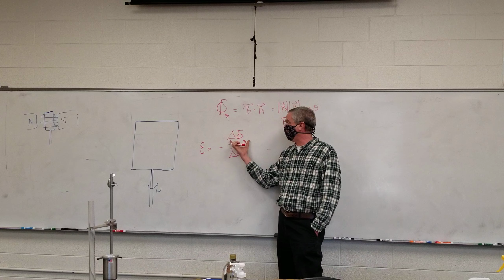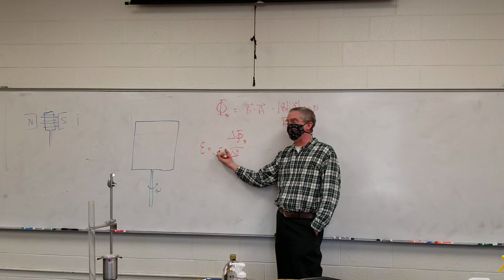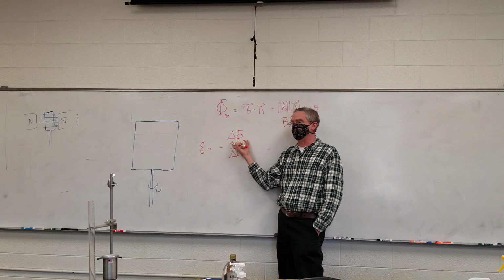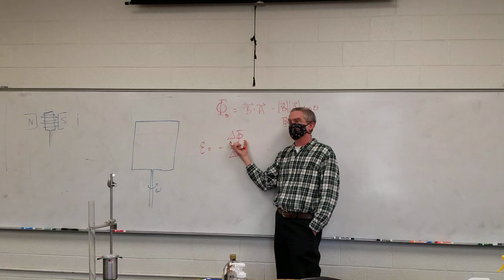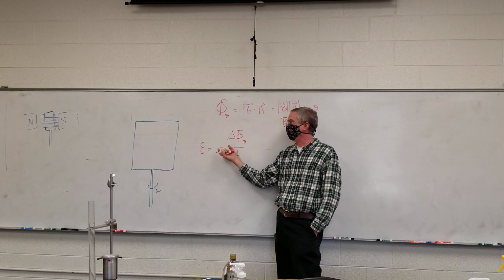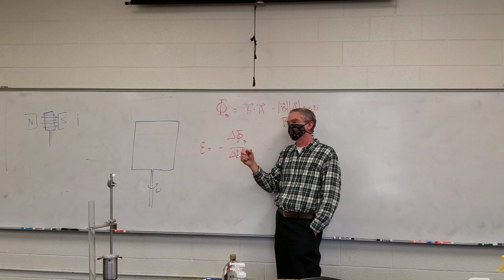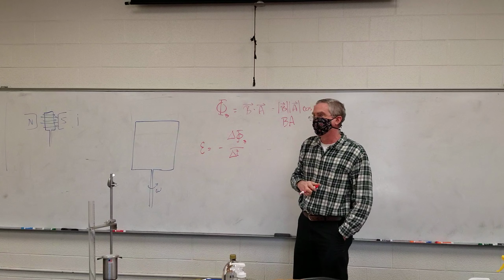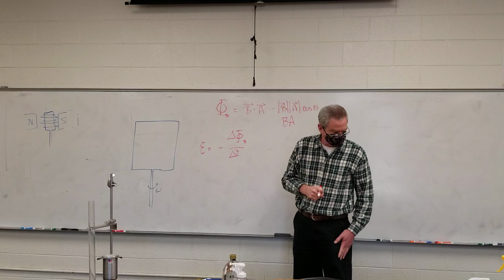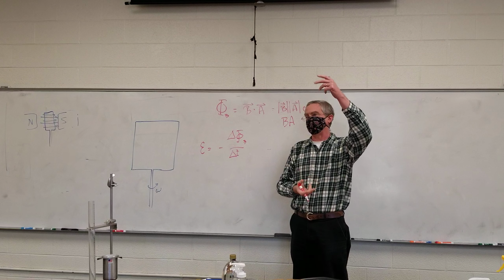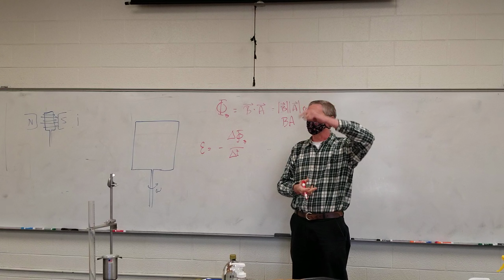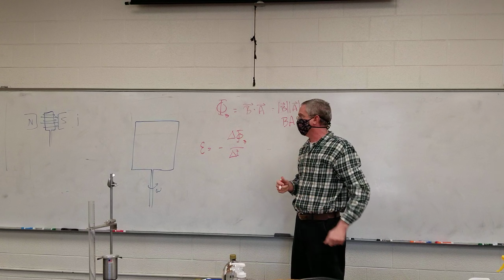So if the change is positive, my voltage is negative, indicating that the voltage is going to try to lower it. If my change is negative, then my voltage is positive, indicating that the voltage is going to try to boost it back up. That's when I got on the table and dropped the magnet down the copper pipe, and it took longer. That's the impact of the negative sign.